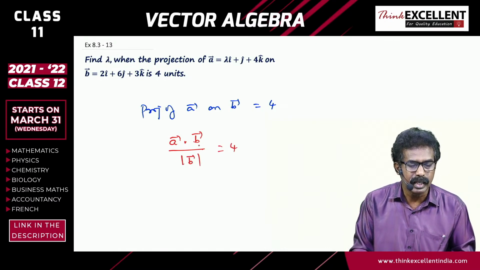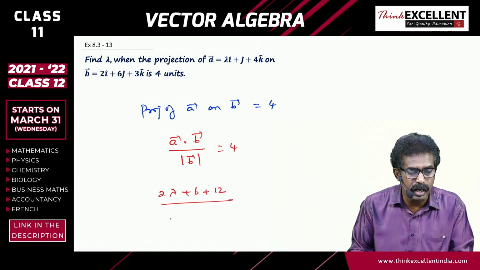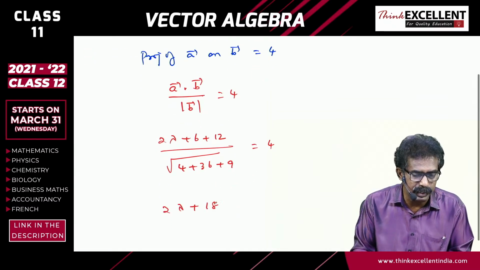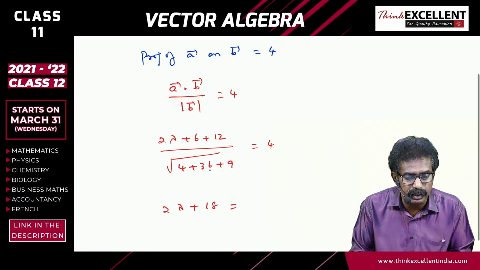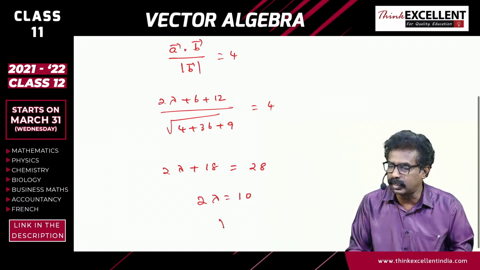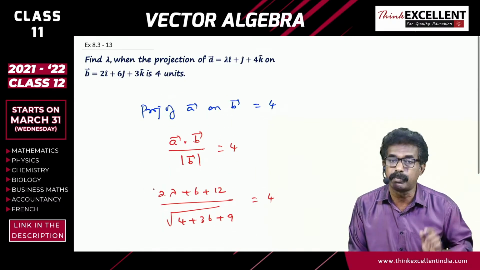Equal to 4. Find A dot B here. A dot B means multiply the coefficients: 2 into lambda, 2 lambda, 6 into 1 plus 6, 3 fours are 12, divided by modulus of B vector, root of 2 square, 6 square, 3 square, equal to 4. Numerator is simplified, 2 lambda plus 18 equal to, in your denominator you are getting 49, root is 7, 7 fours are 28. So 2 lambda is equal to 28 minus 18, 10. So you are getting lambda is equal to what? 5.